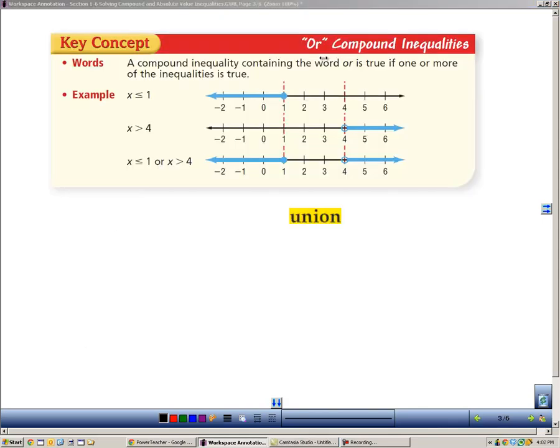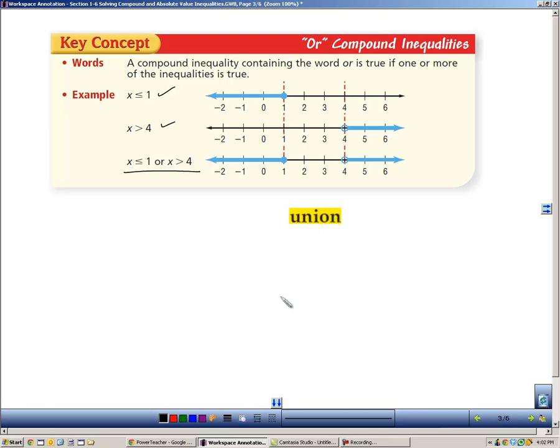Here's our key concept for the compound inequality using the word "or". We would say something like x is less than or equal to 1 or x is greater than 4, which means any number in either of those two spots will be a solution for us. Again, we graph the first one, it looks like this. Graph the second one, it looks like this. But this time we're not looking for the intersection. We don't care where they cross.